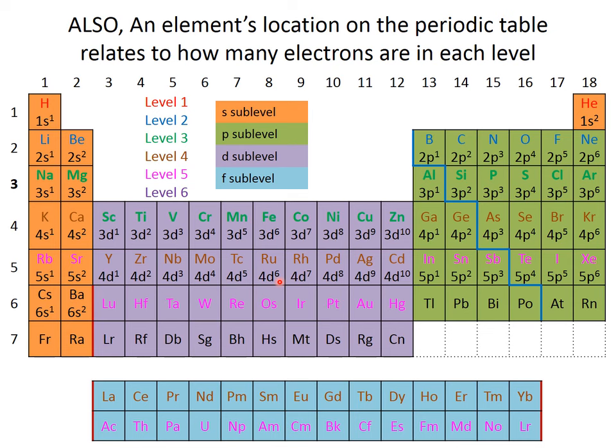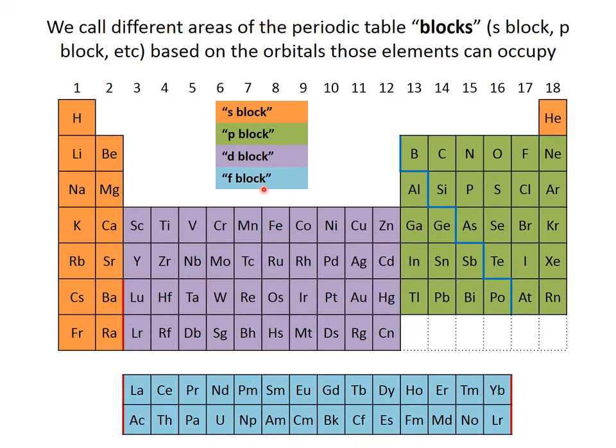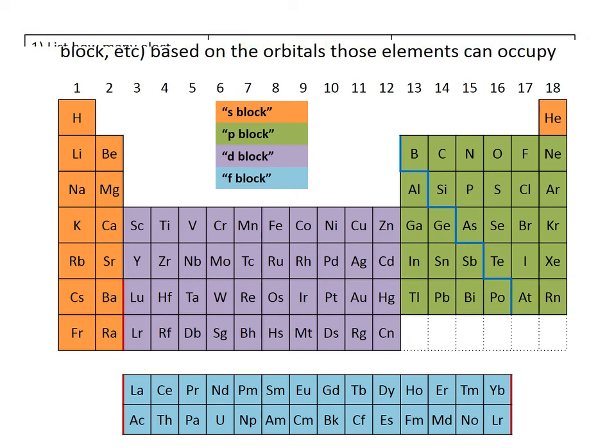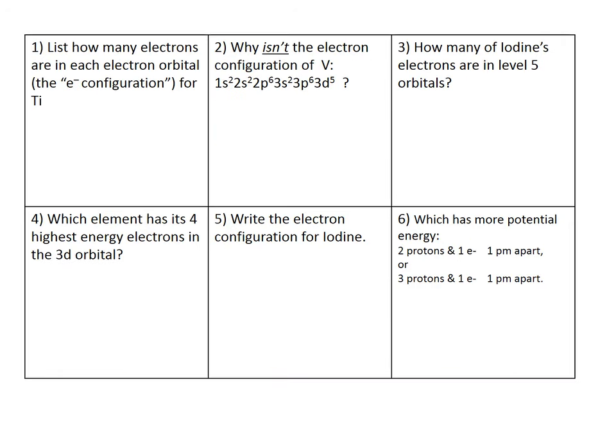Also, we will refer to things in the transition metal area as being D block elements. Over here on the right, some of these are metals, some of these are nonmetals, but these elements are the P block elements. And we refer to our alkali metal and alkaline earth metal groups as being the S block elements. Okay, so again, we call each region of the table by the blocks based on the orbitals those elements can occupy partially. So here are some questions, try them, and then I'll post the answers.